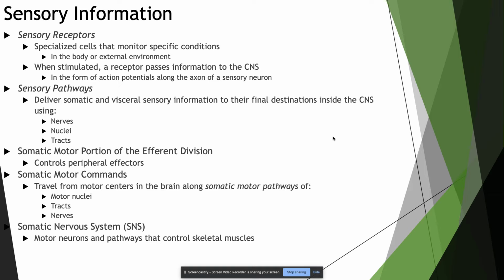So in this module, we'll consider some of the somatic portions of the efferent division. So the nuclei, the motor tracts, and the motor neurons that control peripheral effectors, whether somatic motor commands arise at the conscious or the subconscious levels. They travel from motor systems in the brain along somatic motor pathways, which consist of motor nuclei, tracts, and nerves. So the motor neurons and pathways that control the skeletal muscles from the somatic nervous system.